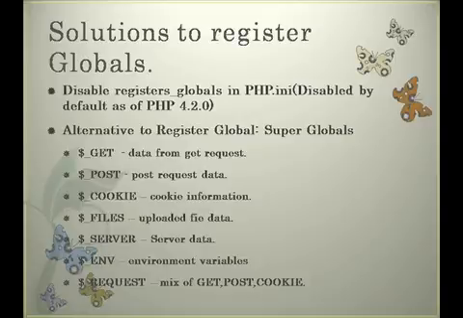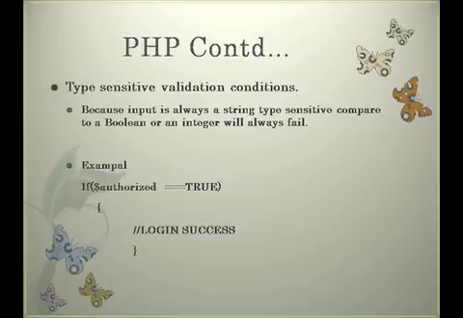Alternative to register globals, there is a thing called superglobals. The example is given below. In PHP 4.0.2, register globals is disabled by default. Type sensitive validation conditions: because input is always a string type, a type sensitive comparison to a boolean or an integer will always fail. The example is given below.